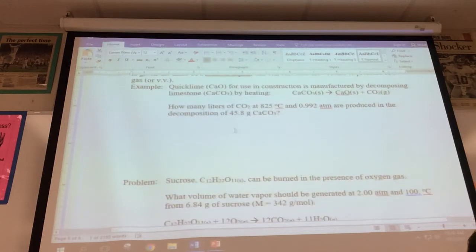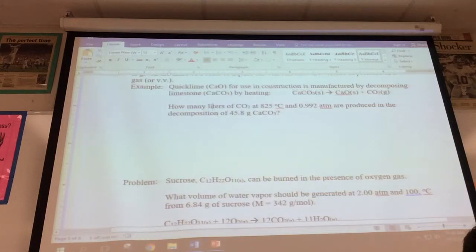So in this example here, it says quicklime, which is calcium oxide, is used in construction. And the way that it's manufactured is by decomposing calcium carbonate. This is a decomposition reaction like we talked about earlier in the year. You should be comfortable with decomposition reactions in terms of predicting products.